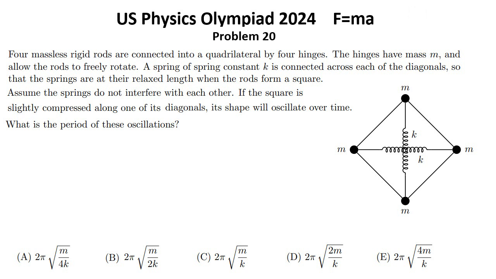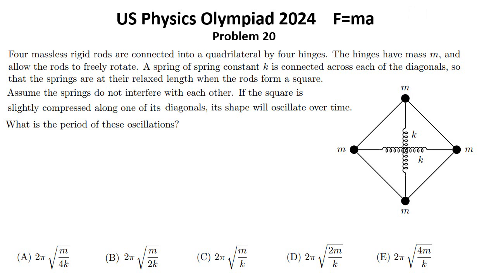Problem number 20. Four massless rigid rods are connected into a quadrilateral by 4 hinges. The hinges have mass m, and allow the rods to freely rotate. A spring of spring constant k is connected across each of the diagonals, so that the springs are at their relaxed length when the rods form a square. Assume the springs do not interfere with each other. If the square is slightly compressed along one of its diagonals, its shape will oscillate over time. What is the period of these oscillations?